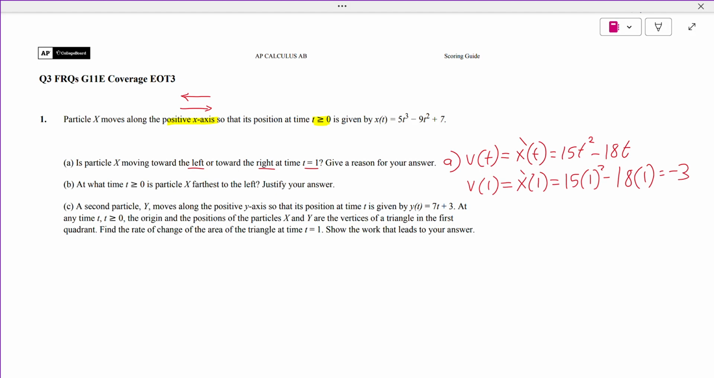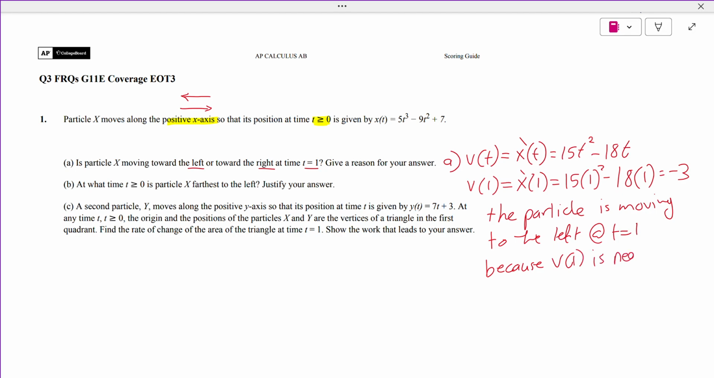This is equivalent to minus 3. So it is negative. That means the particle is moving to the left at t equals 1 because v of 1 is negative. Because the velocity is negative, at t equals 1 the particle is moving to the left.